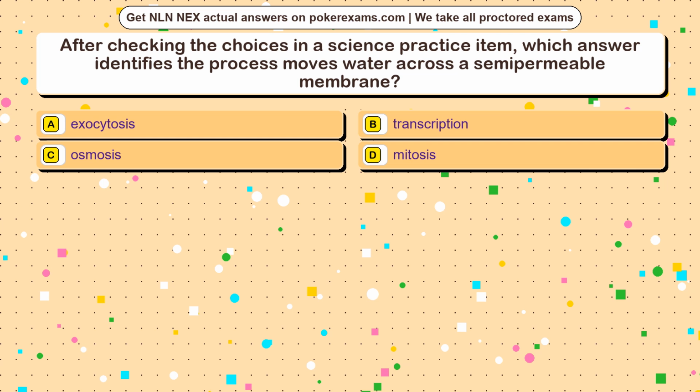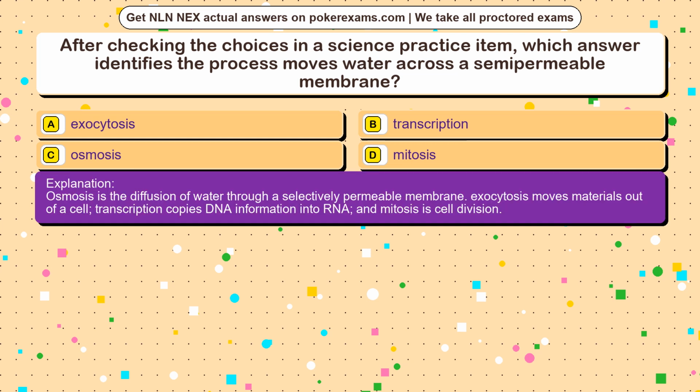The correct answer is option. Osmosis is the diffusion of water through a selectively permeable membrane. Exocytosis moves materials out of a cell. Transcription copies DNA information into RNA, and mitosis is cell division.